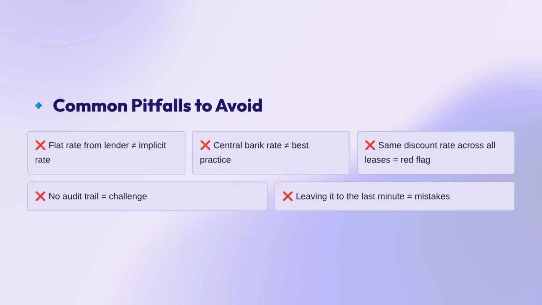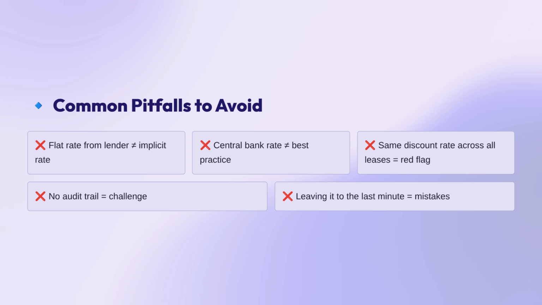Common pitfalls. Here are some traps to avoid. Using a flat APR or finance rate from a lease agreement and assuming it's the implicit rate, it's not. Applying a central bank rate by default, acceptable only for short-term, low-risk leases under FRS 102. Using the same discount rate across all lease terms or asset classes, this ignores risk and duration. Failing to update the rate for modifications or reassessments, which leads to misstatements.